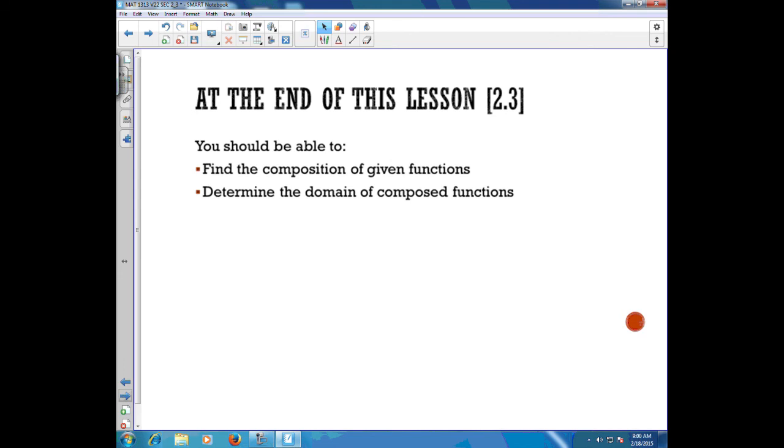So at the end of this lesson, you should be able to find the composition of given functions and determine the domain of composed functions.